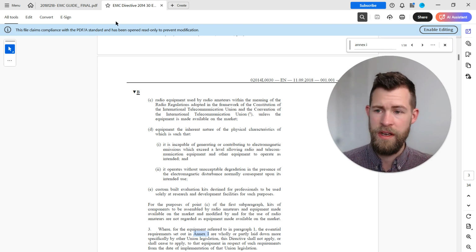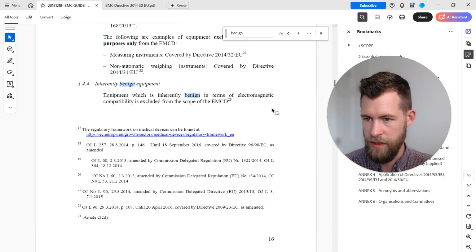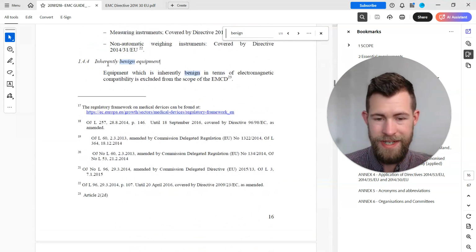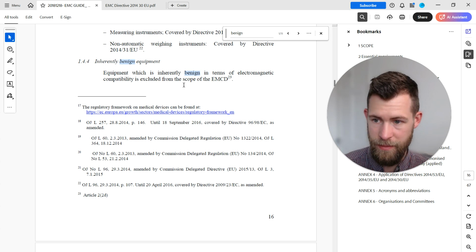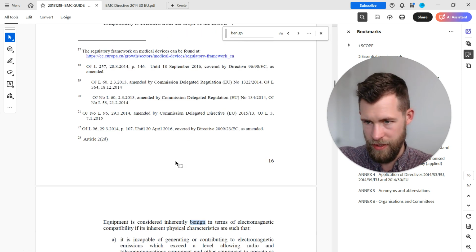So what does that mean? There is an EMC guide, which is freely available, and I've just flicked down to inherently benign equipment. So what is inherently benign equipment? Equipment that is inherently benign in terms of EMC, electromagnetic compatibility, is excluded from the scope of the EMC directive. That's section 23 down here, so article 2, 2D, which we were just looking at.